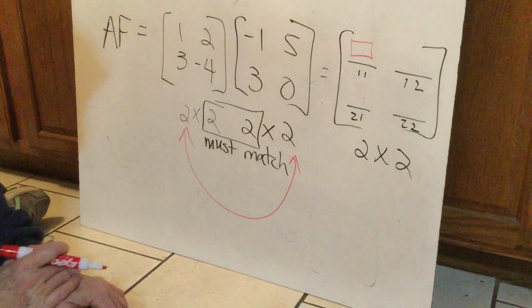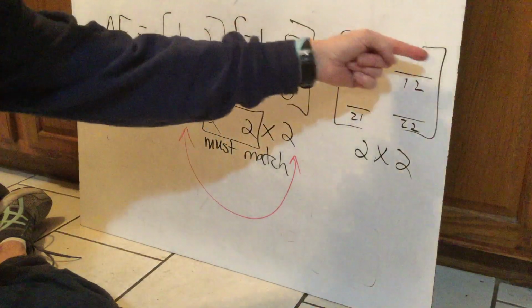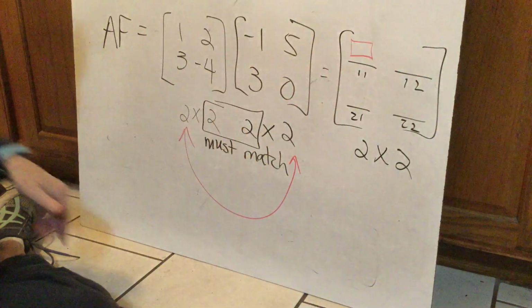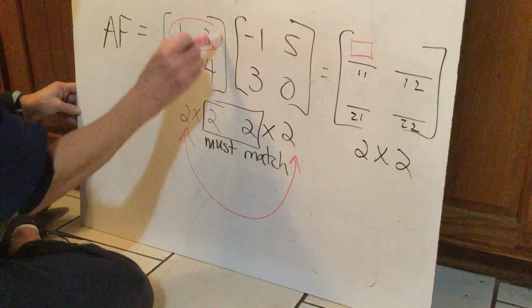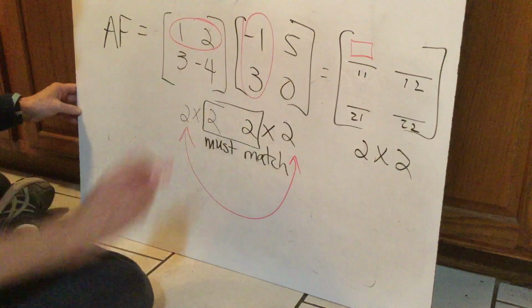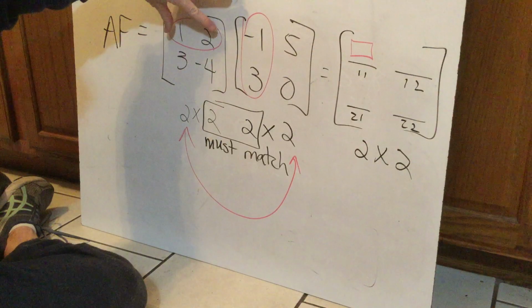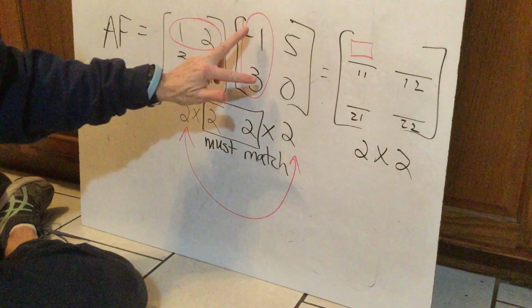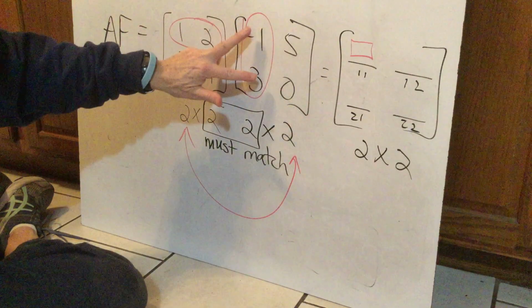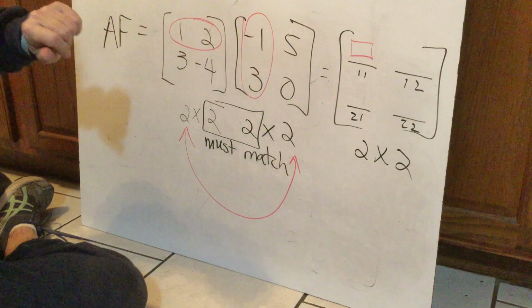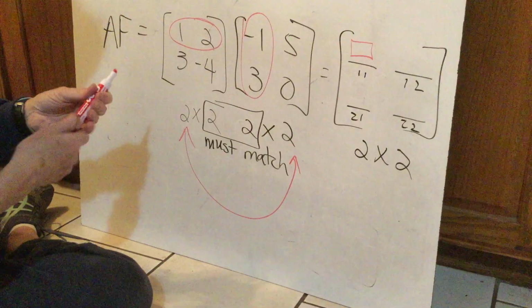Right there, that number. That number is in the first row, first column. So I am going to multiply the numbers in the first row and first column. Row of the first, column of the second. What does that look like?